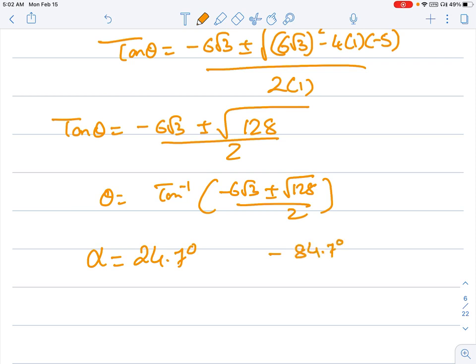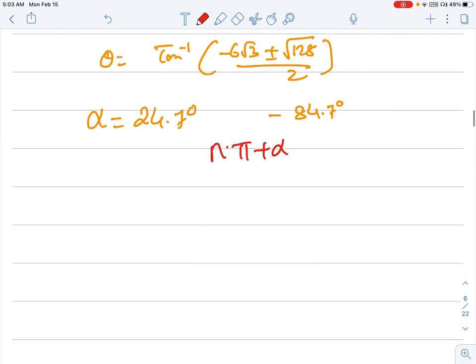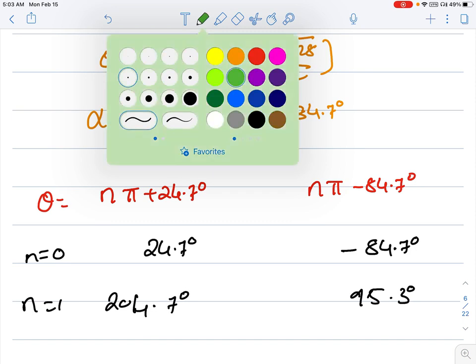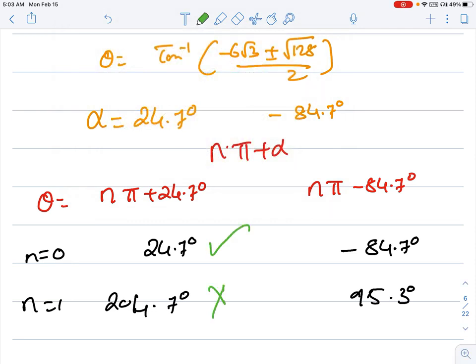Now it is tan, so the general solution will be n pi plus alpha. So theta is equal to n pi plus 24.7 degrees or n pi minus 84.7 degrees. So when n is equal to 0, I get 24.7 or minus 84.7. When n is equal to 1, I get 204.7 or 95.3.